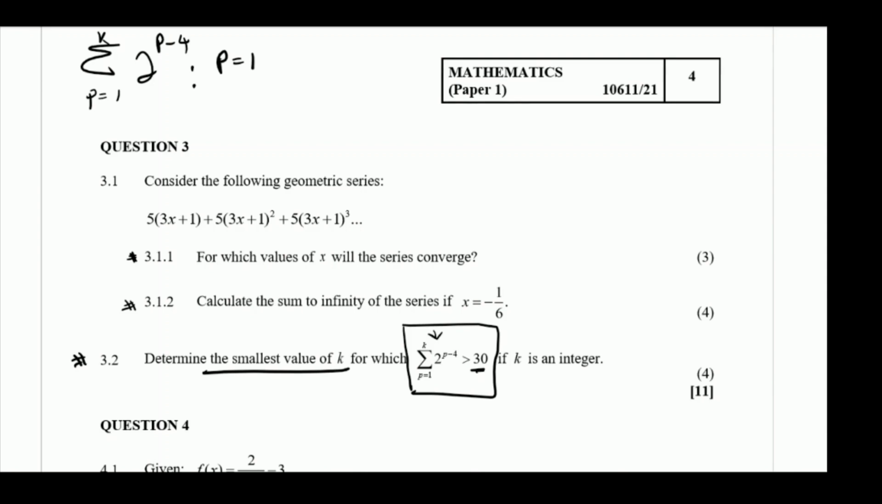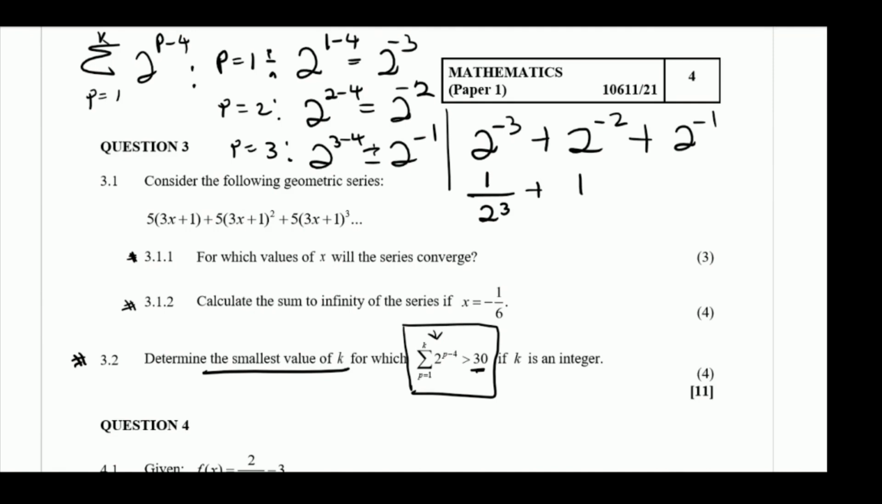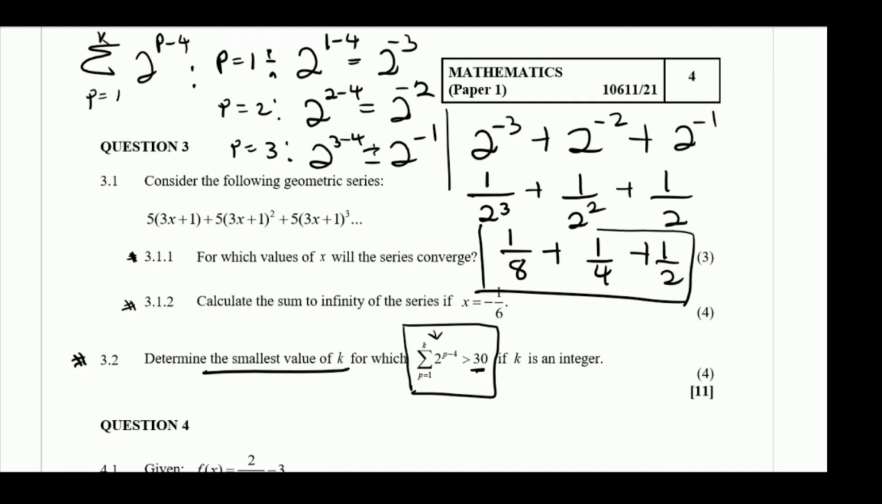When p is equal to 1, because this is the starting point of our series, we substitute 1. This 1 minus 4 is equal to 2 to the power minus 3. Then when p is equal to 2, it's 2 to the power of 2 minus 4, which is 2 to the power minus 2. When p is equal to 3, it's 2 to the power 3 minus 4, which is 2 to the power minus 1. So now we have our series, which is 2 to the power minus 3 plus 2 to the power minus 2 plus 2 to the power minus 1. If someone wants to write it in fraction form, it's 1 over 2 to the power 3 plus 1 over 2 to the power 2 plus 1 over 2. And someone may want to simplify it further: 1 over 8 plus 1 over 4 plus 1 over 2. So this is your series, right? And we want to find the value of k.